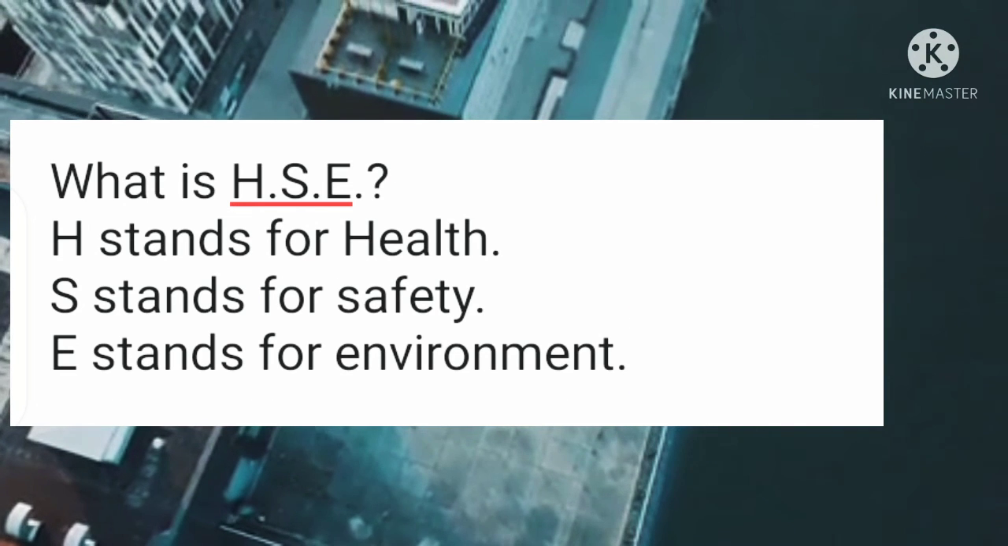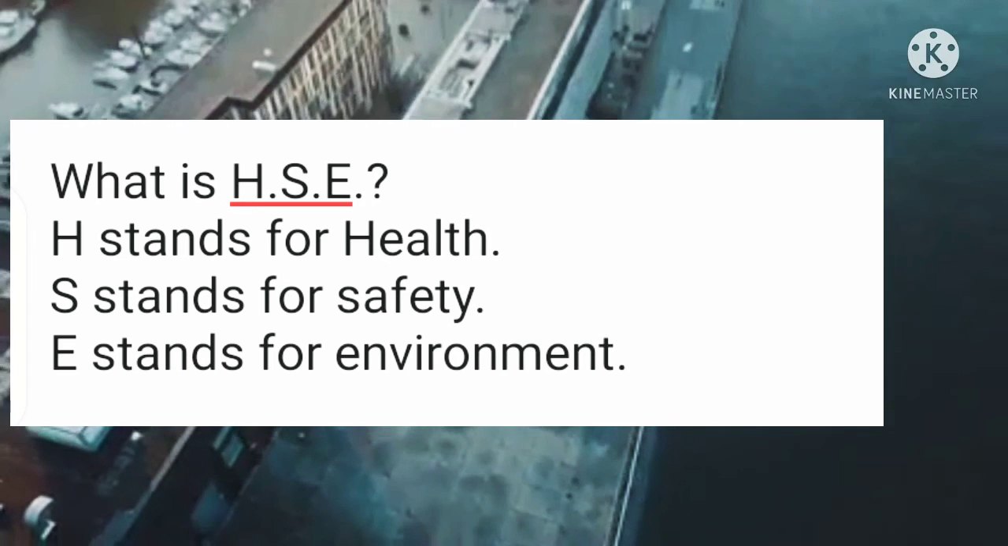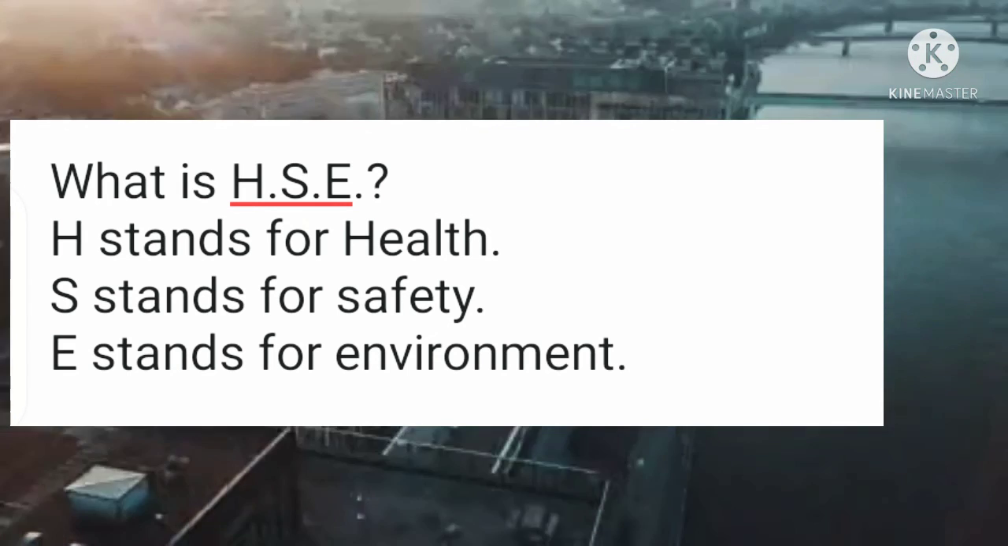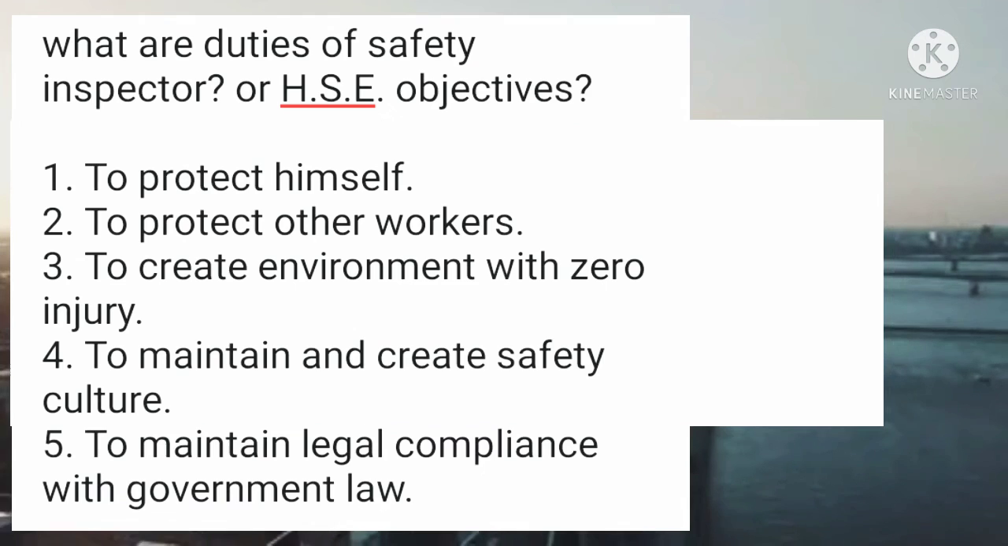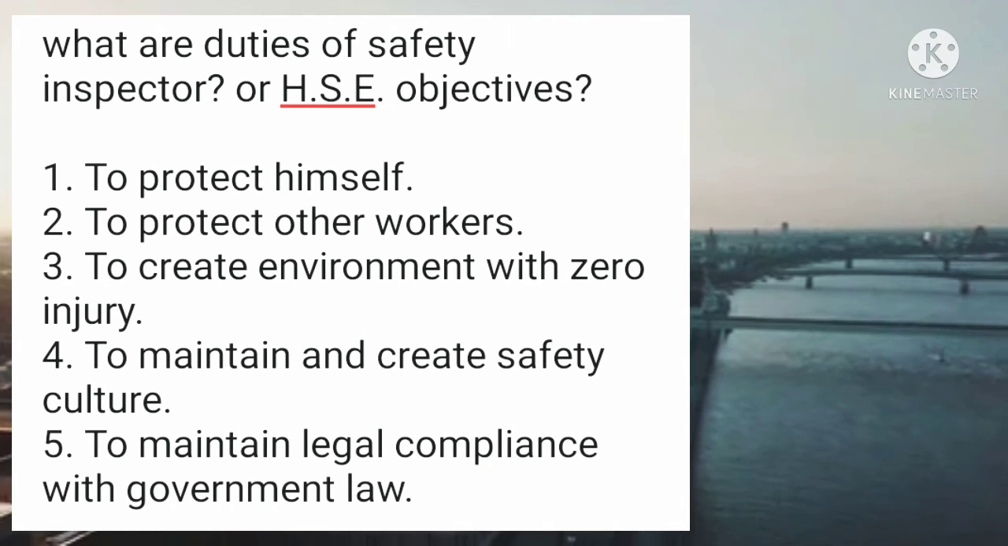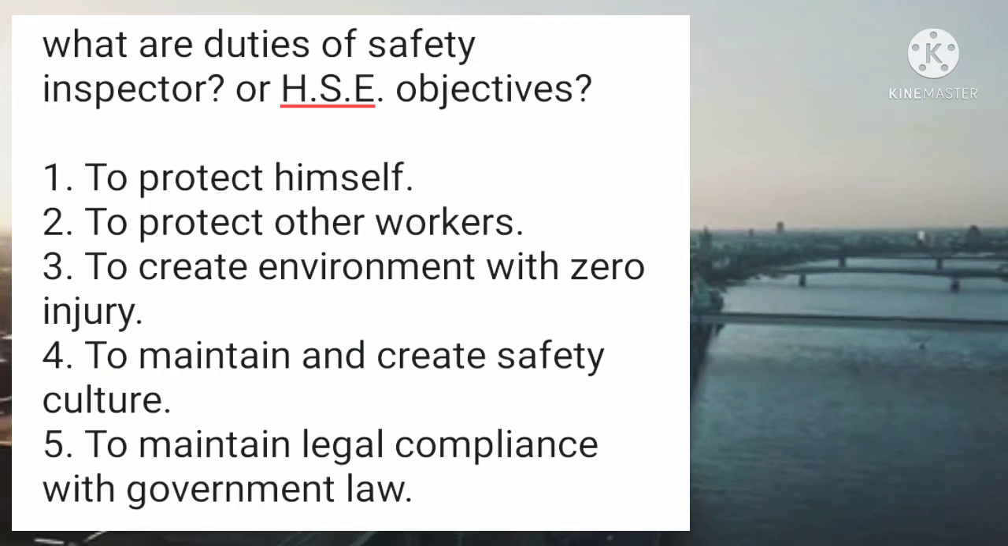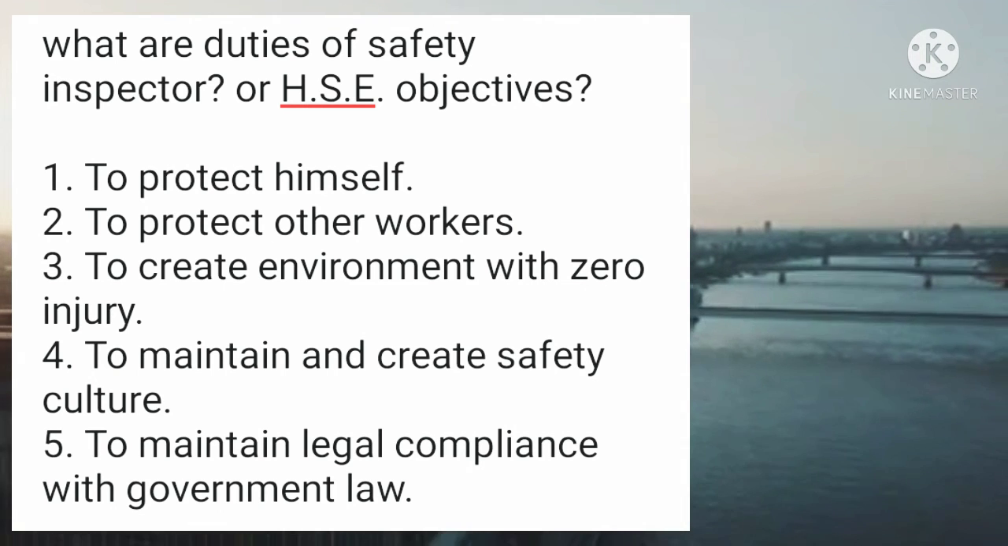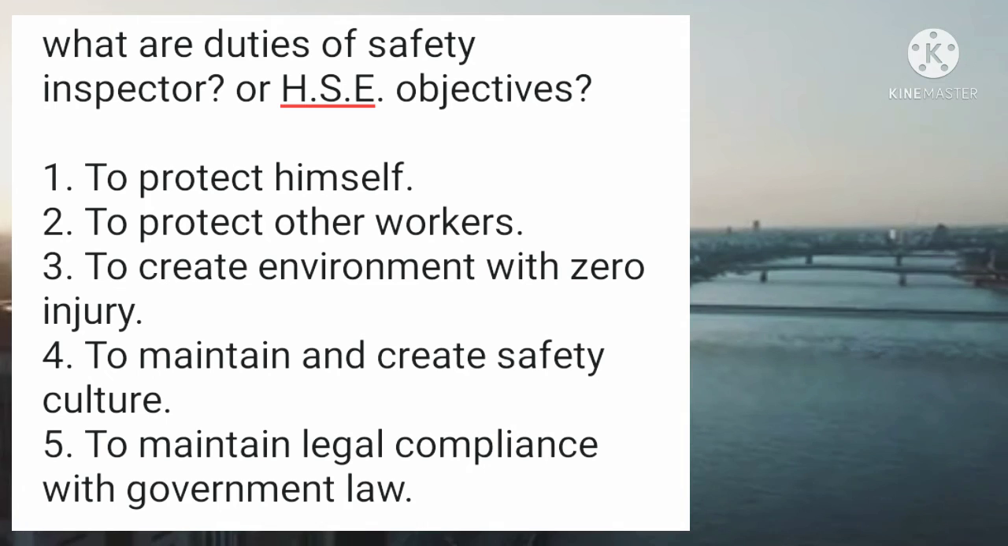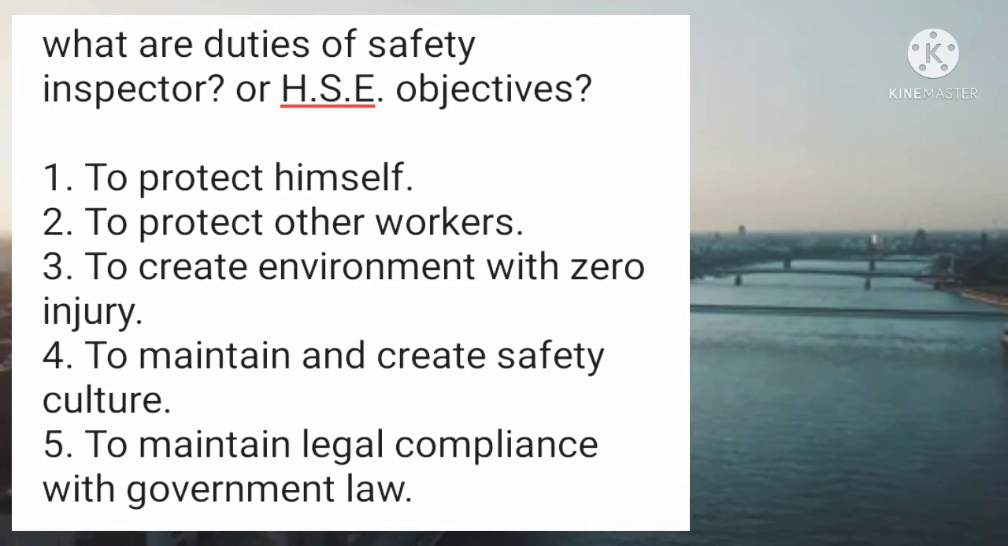What is HSE? H stands for health. S stands for safety. E stands for environment. What are the duties of a safety inspector, or HSE objectives? 1. To protect himself. 2. To protect other workers. 3. To create an environment with zero injury. 4. To maintain and create a safety culture. 5. To maintain legal compliance with government law.